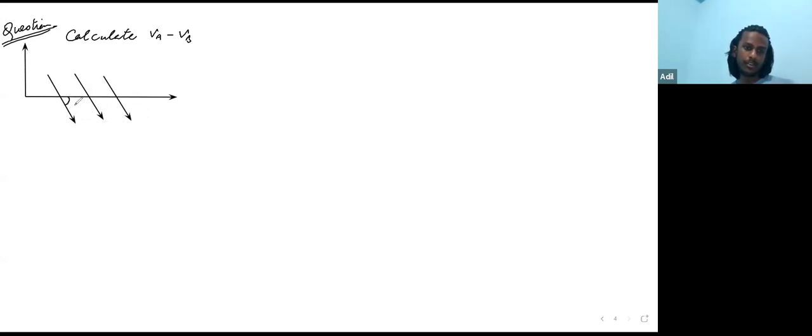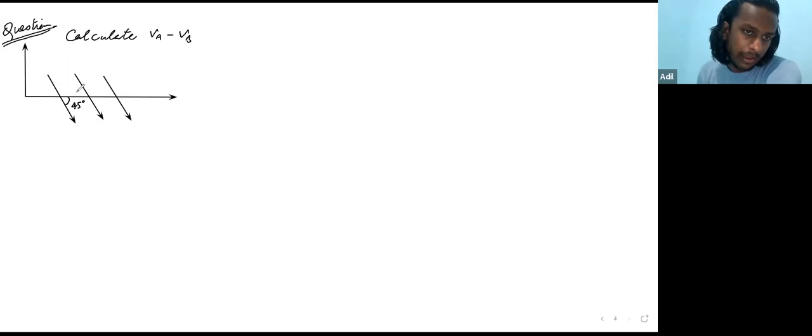These are making a 45-degree angle. Now, can you solve it? Can you solve it or not? No, sir.